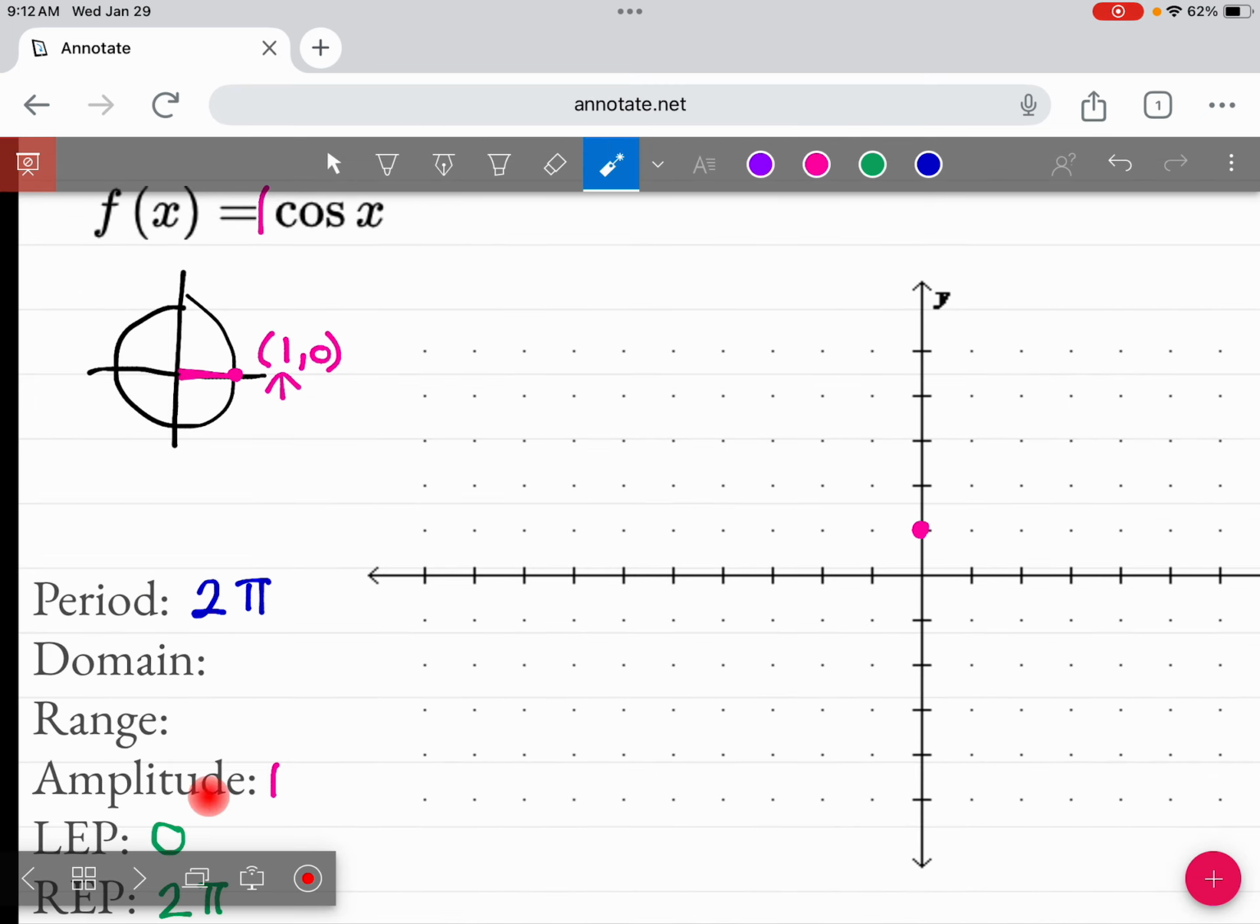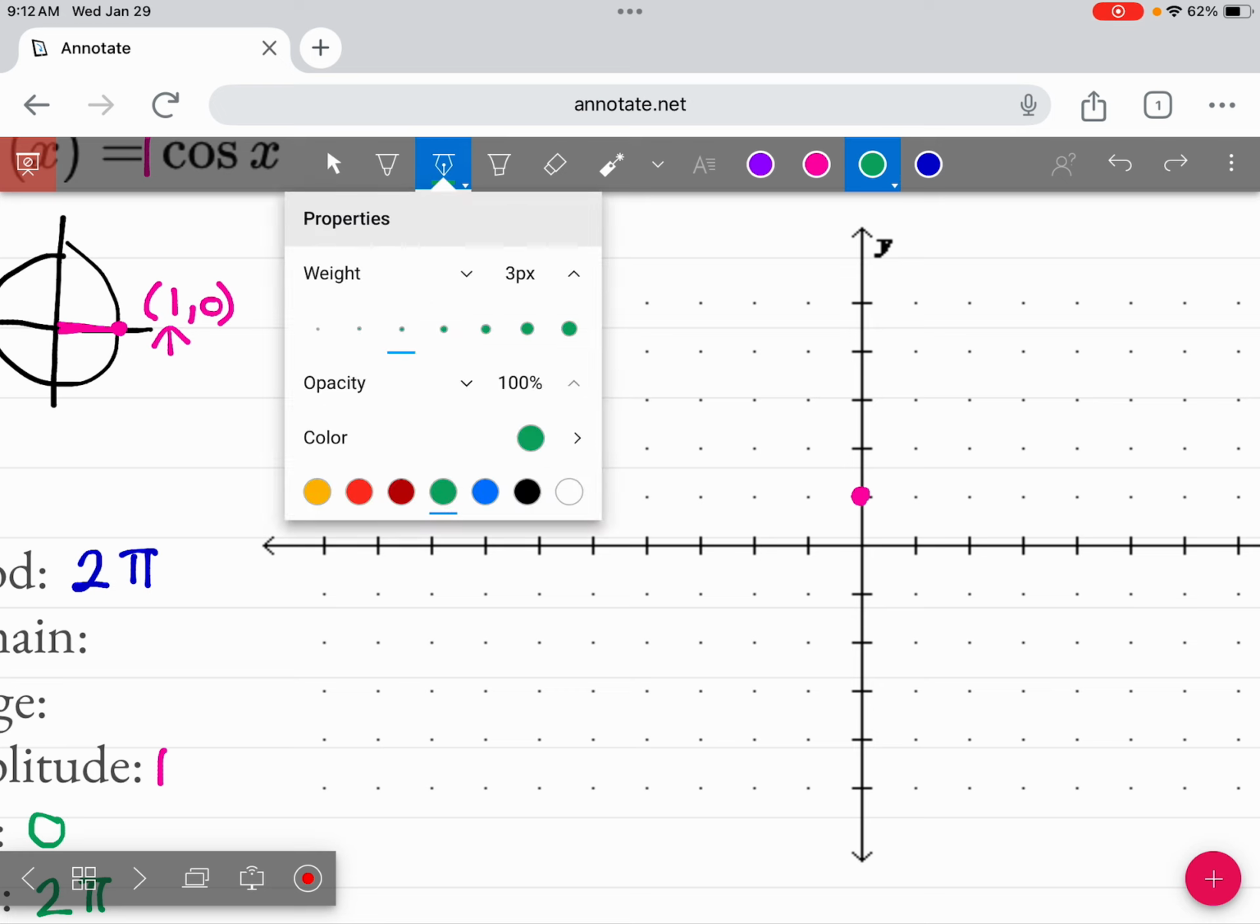Which is why I thought through these pieces first, because since it's not starting at 0, we need to make sure we pay attention to our amplitude, because this is going to be up that amplitude here. So it is slightly different. We have to be really careful.